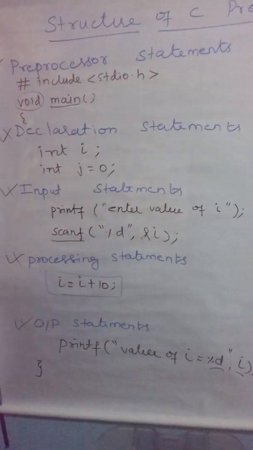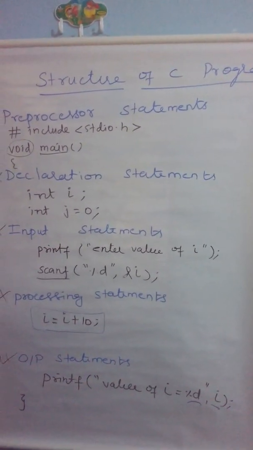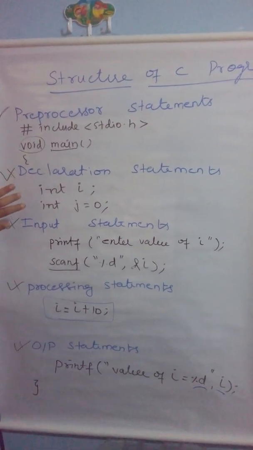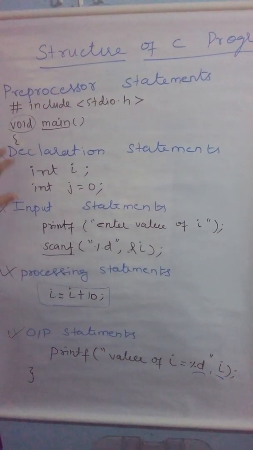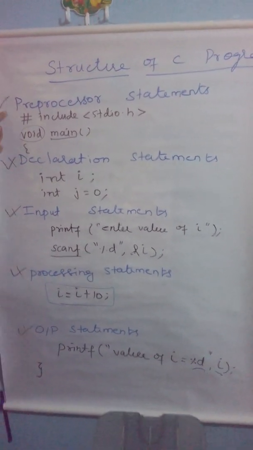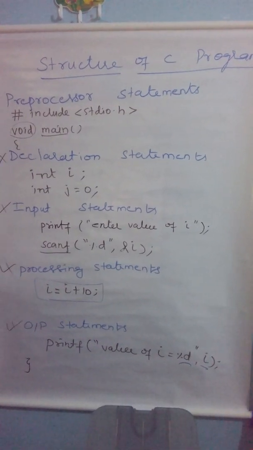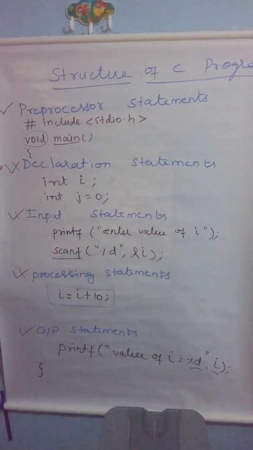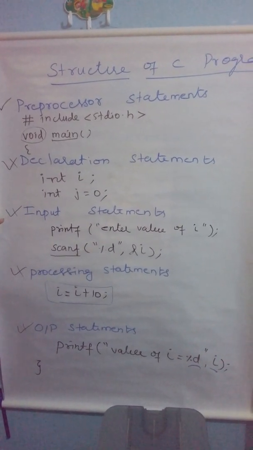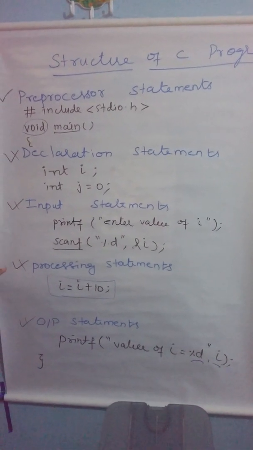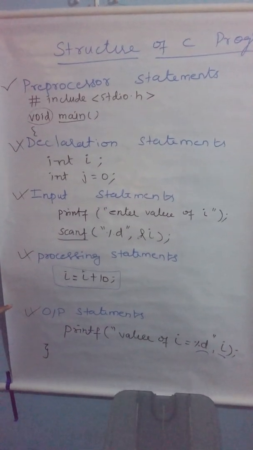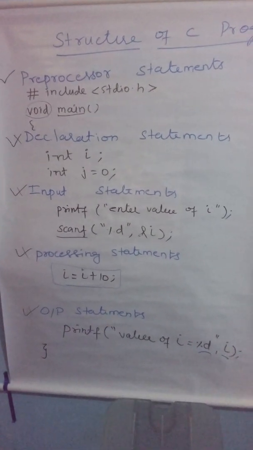So the structure of the C program includes different types of statements. The preprocessor statement is placed outside the main function. All the other statements are kept inside the main function. Inside the main function, first comes your declaration statement, which declares all the variables you use inside your program. Get values for the variables using input statements, process the values of the variables using processing statements, and print the values of the variables using output statements.